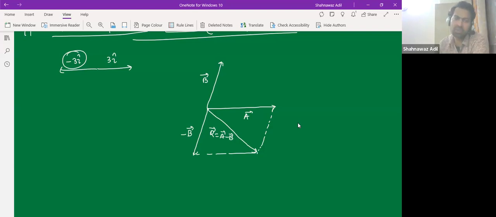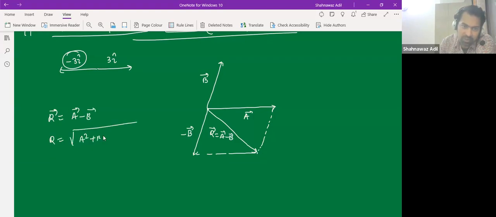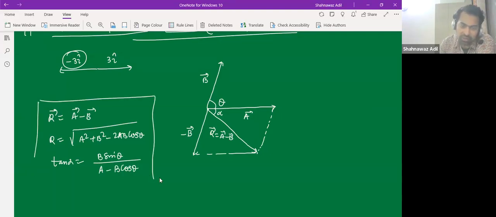That is the method we use to subtract the vectors, right? And the magnitude, R is A minus B. The magnitude of this vector is the square root of A square plus B square minus 2AB cos theta. And the direction, let's say this is the direction that I'm taking: this is A sine theta. Remember this is the theta. So it is B sine theta over A minus B cos theta. So this is the subtraction of the vectors.